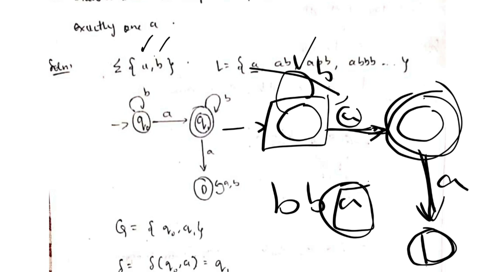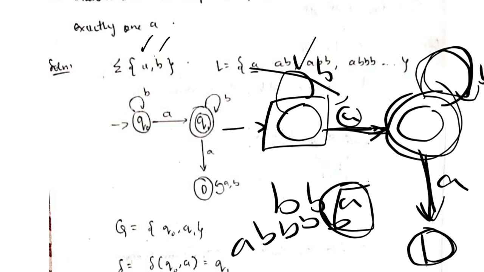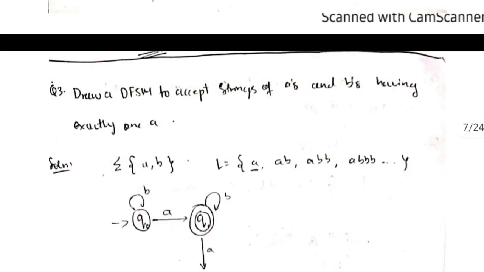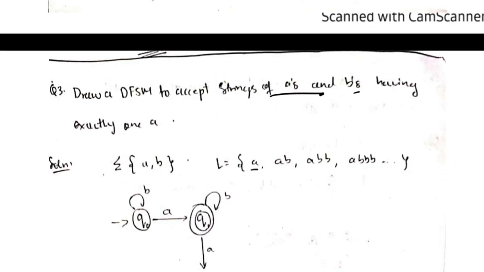If I am here, I can accept n number of B's, right? That will not make any difference, because if I go here on A, then I can go for n number of B's, B, B, B, B, B. Then I can either stay in the final state or go to the dead state. If I go to the dead state, that's an invalid string. So I will remain in the final state, which is A followed by n number of B's. That's a valid string according to the question. A and B strings which have exactly one A, we have found.